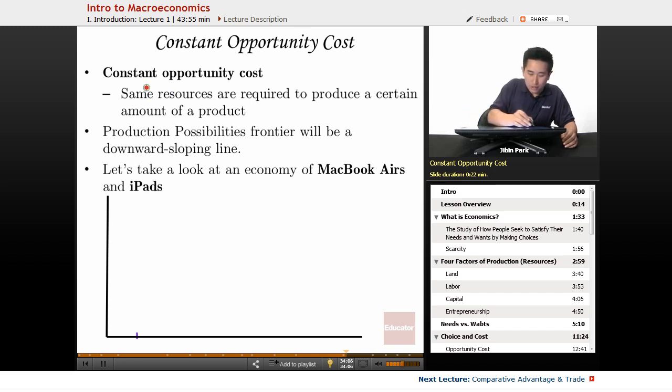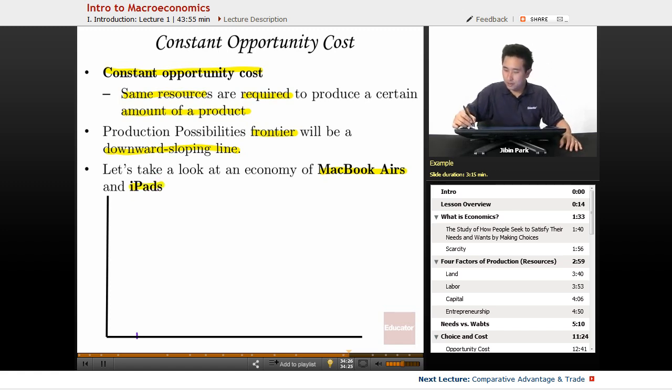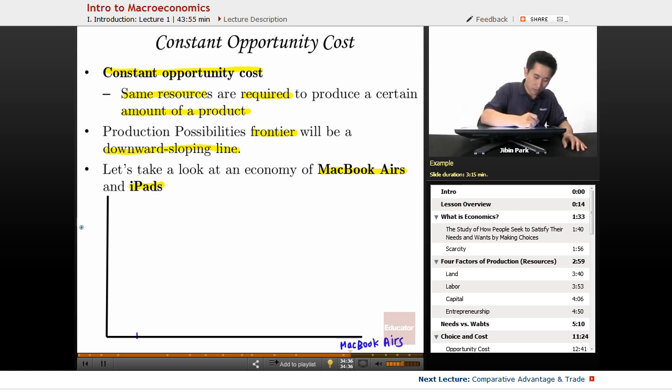So constant opportunity cost. You have the same resources required to produce a certain amount of a product. Again, the production possibilities frontier is going to be a downward sloping line. It's not going to be concave like it was with increasing opportunity cost. You're going to have a downward sloping line. So let's take a look at an economy of MacBook Airs and iPads. So on the x-axis, we're going to have MacBook Airs. Nice little machines, MacBook Airs. And on the y-axis, we're going to deal with the iPad.